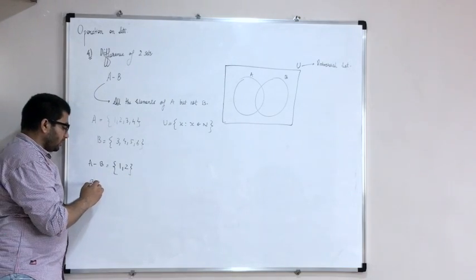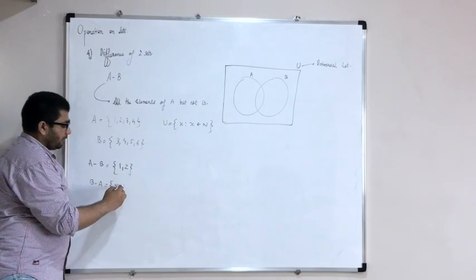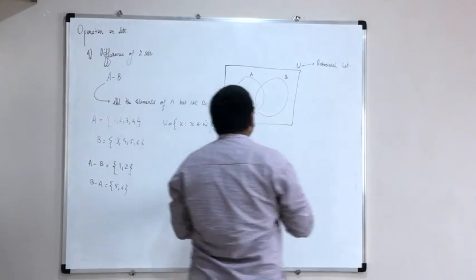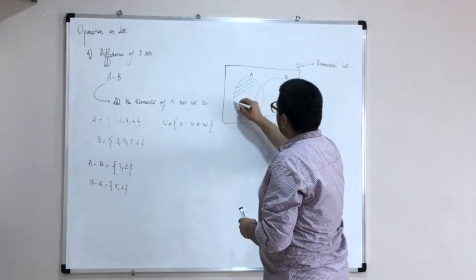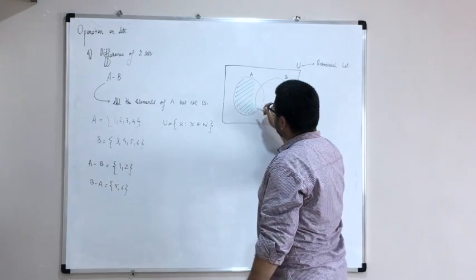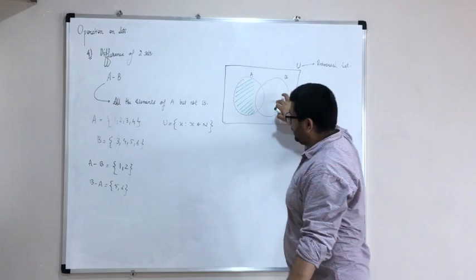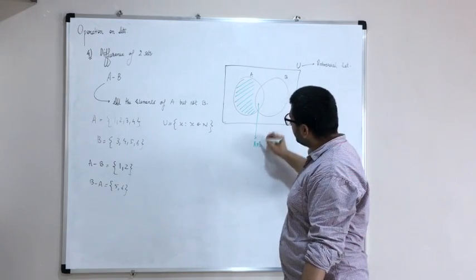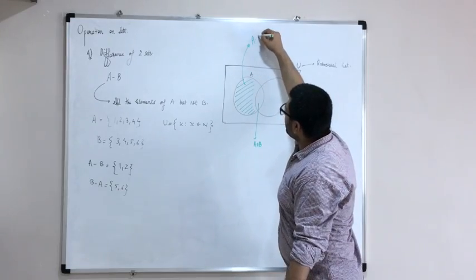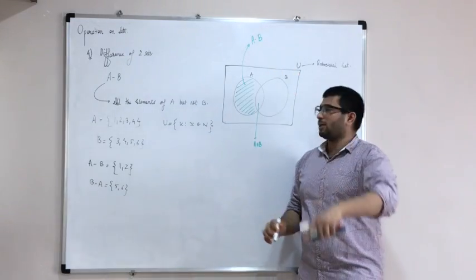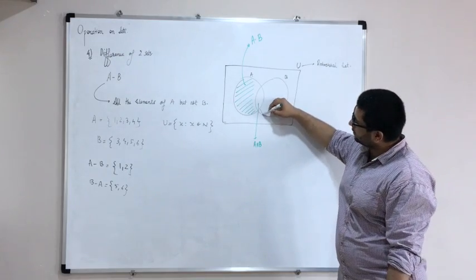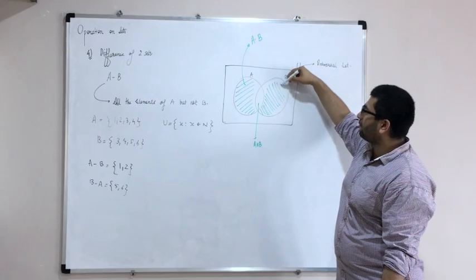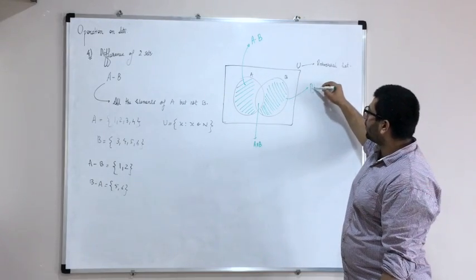If anyone is asking me what is B minus A, correct. So from here, if I try to analyze the Venn diagram, this portion is representing all the elements of A but not in B. Correct? This region is A intersection B. This region is A minus B. Elements in A but not B. What about this? This region is nothing but elements of B but not A. So this will be B minus A.